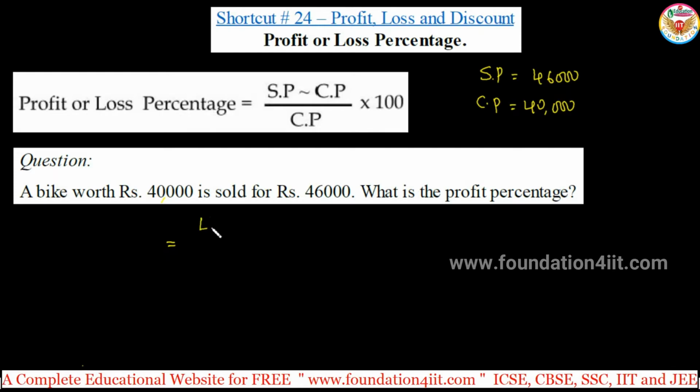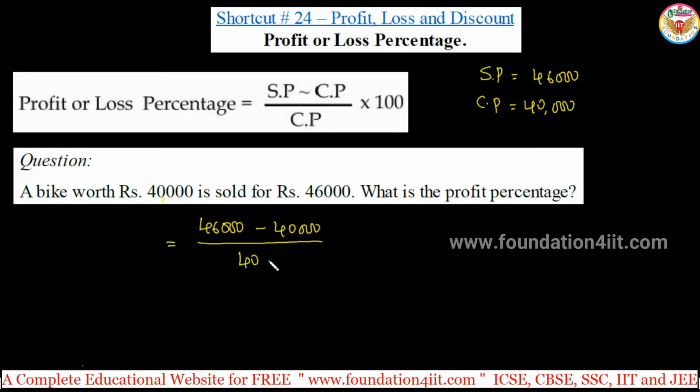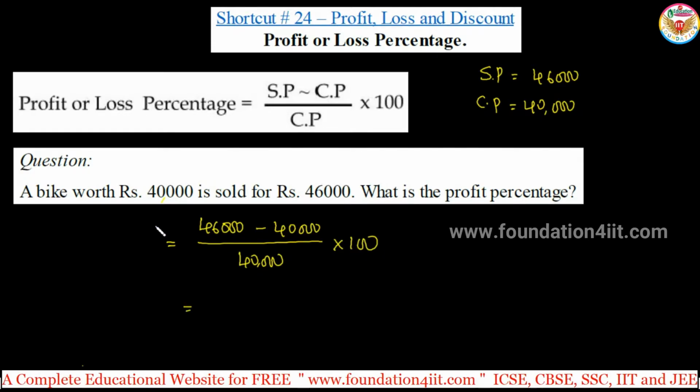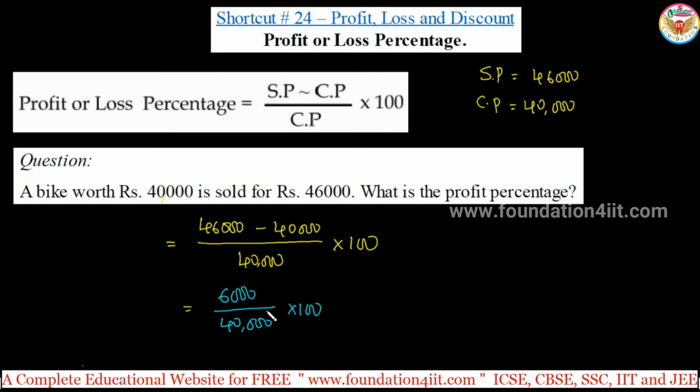So profit is 46,000 minus 40,000, right? Divide by cost price. Always in the denominator place, cost price. So cost price is 40,000 into 100. If you simplify, that is the profit percentage. 46,000 minus 40,000 is 6,000 divided by 40,000 into 100. Okay, cancel this. 60 by 4, 15 percentage. So 15 percentage is the profit.